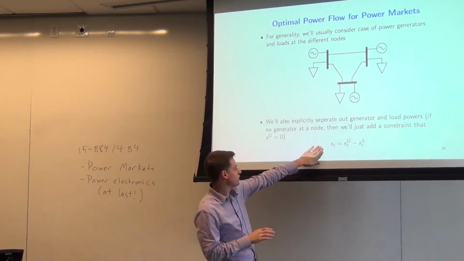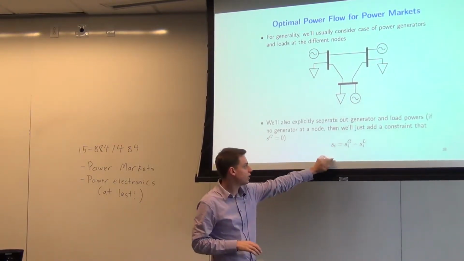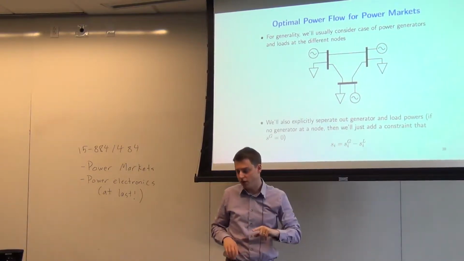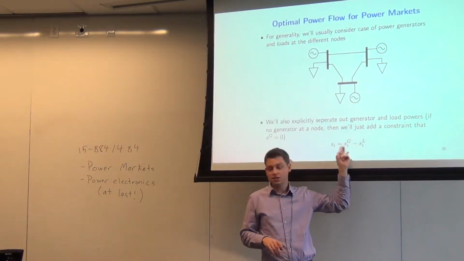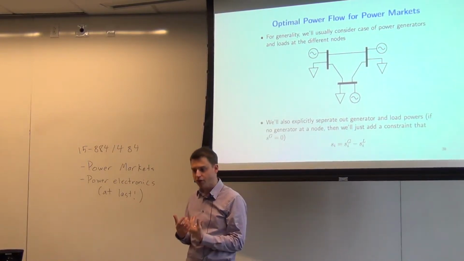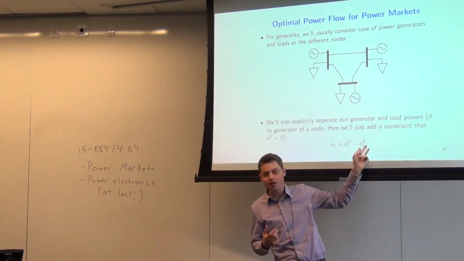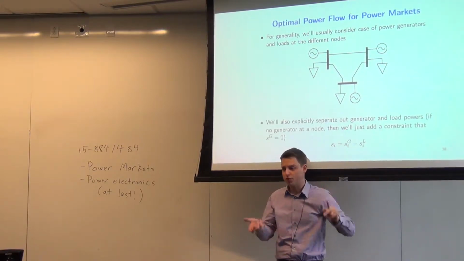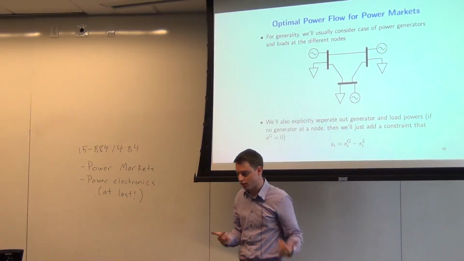As I said, we'll take S_i, which is the power injection at node i, and separate that into these two components. These two, importantly, are both positive quantities, because our convention was that a load was a negative power injection, but we're subtracting off S^L here. So S^G and S^L both have to be positive quantities in this definition.